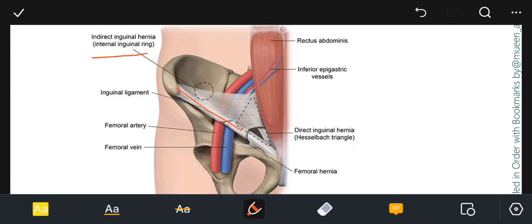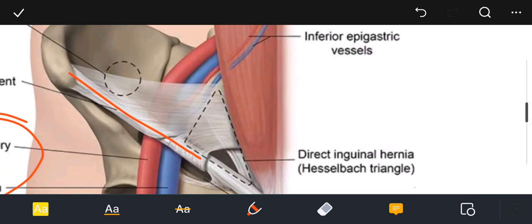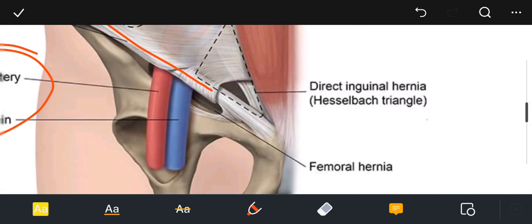Then we have this inguinal ligament. Then there are the femoral artery and femoral vein. Do you remember the sequence of the femoral structures in the femoral triangle? It goes from lateral to medial: firstly we get the femoral nerve, then the femoral artery, then the femoral vein, and then the lymphatics. There was another mnemonic for that. Then we have the femoral hernia. The femoral hernia will come out through the femoral ring that is present over here. Like this is the femoral hernia. The femoral hernia is more common among females.